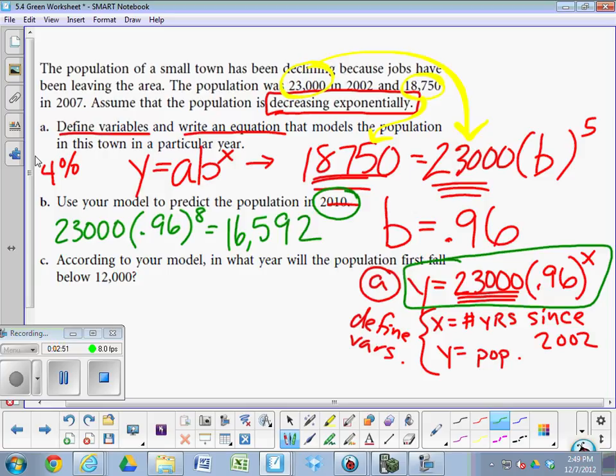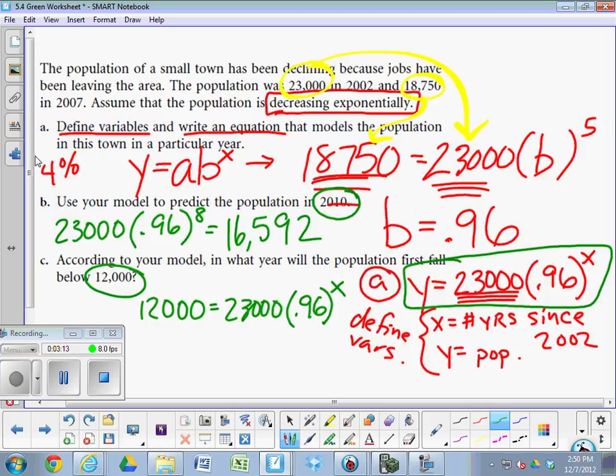For part C, this is the question that's been coming up. And students don't know, how do we solve for the variable when we don't know the variable? Well, they want to know, when does it go below 12,000? That's going to go in for y. What we don't know is x.